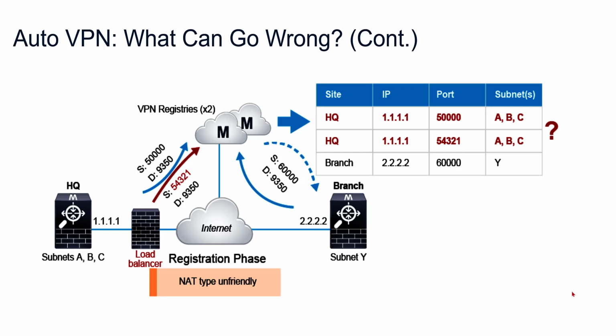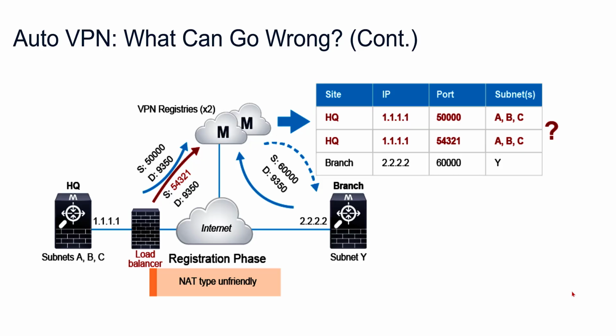In this case, nothing is actually outright blocked. So traffic is flowing, but it's still not working. The MX is reaching the VPN registry. UDP 9350 is working, but there's a problem. That source UDP port is being changed by an upstream device. That could be a load balancer or maybe some other device that's doing NAT. So it's being changed from 9350 to 54321.